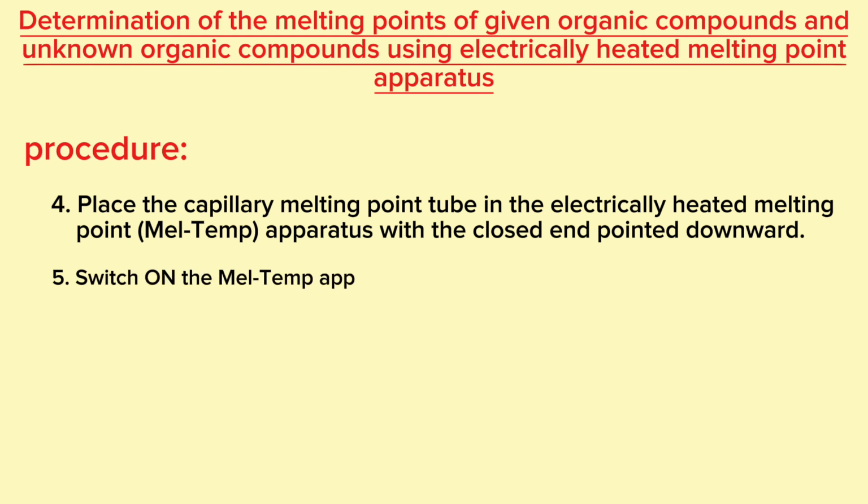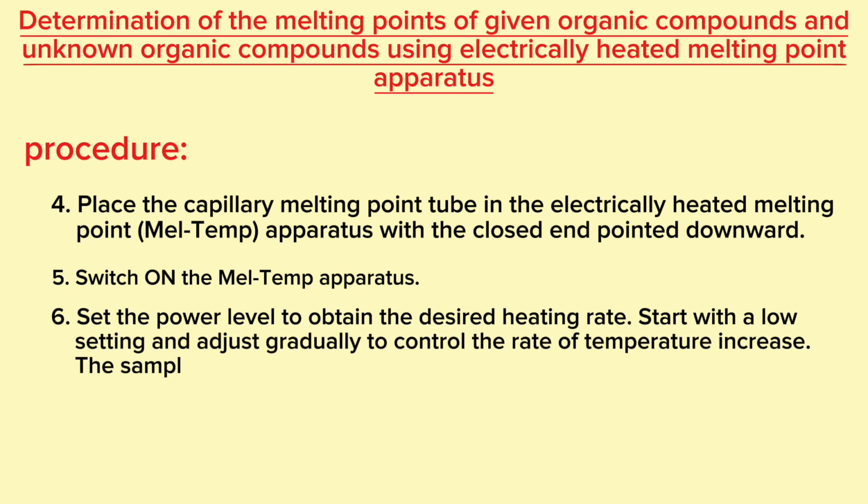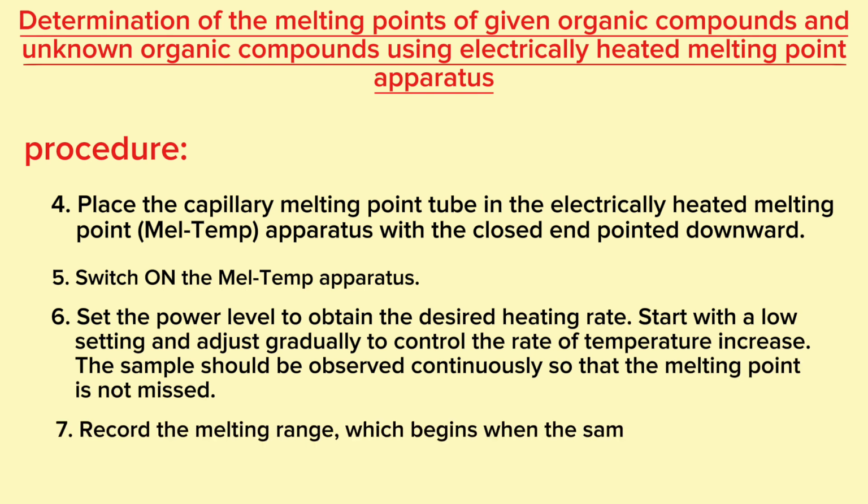Switch on the MEL-temp apparatus. Set the power level to obtain the desired heating rate. Start with a low setting and adjust gradually to control the rate of temperature increase. The sample should be observed continuously so that the melting point is not missed. Record the melting range, which begins when the sample first starts to melt and ends when the sample is completely melted.